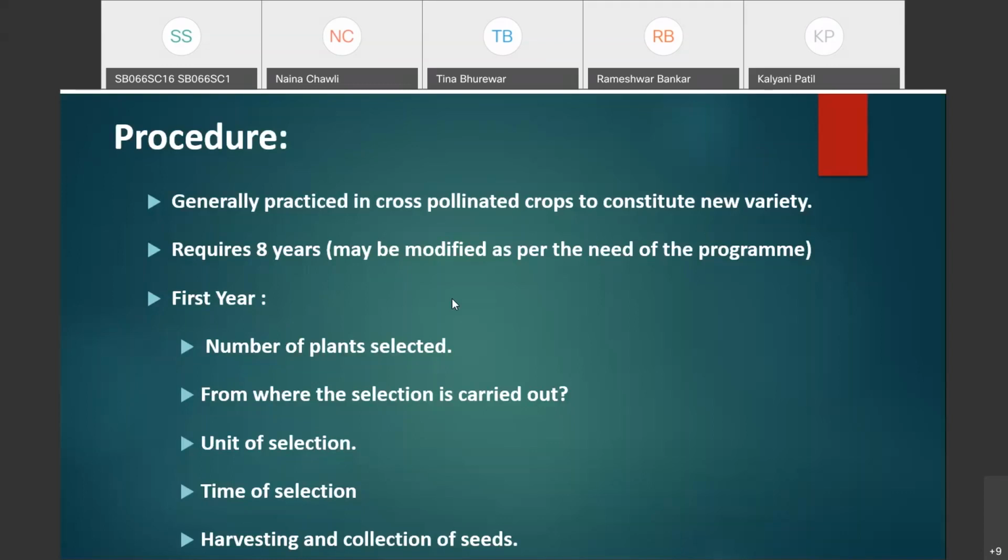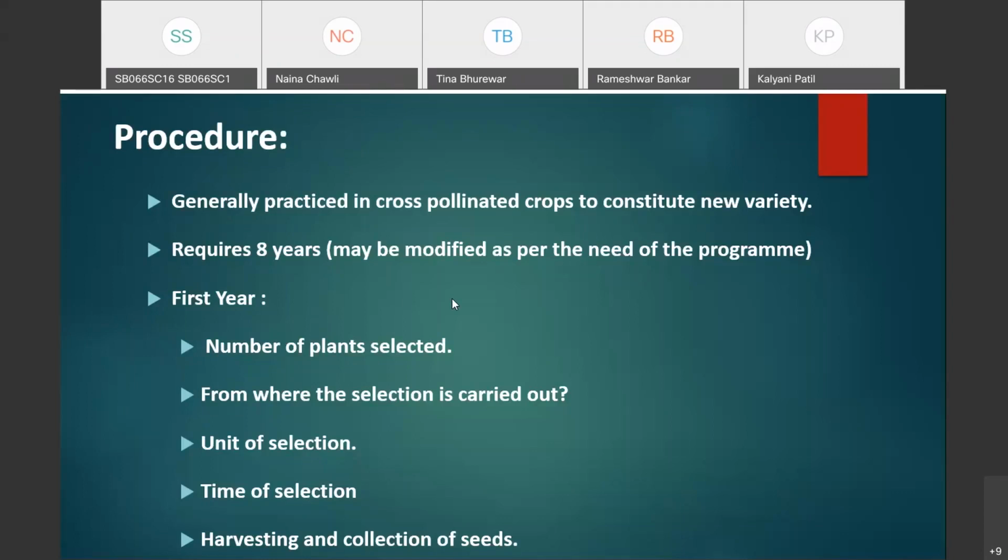Okay, the activities which are carried out in the first year. The most important thing is the number of plants selected, that is, how many plants should be selected for the process. As far as possible, a large number of plants must be selected to carry out the process. A large number of phenotypically similar plants are selected.